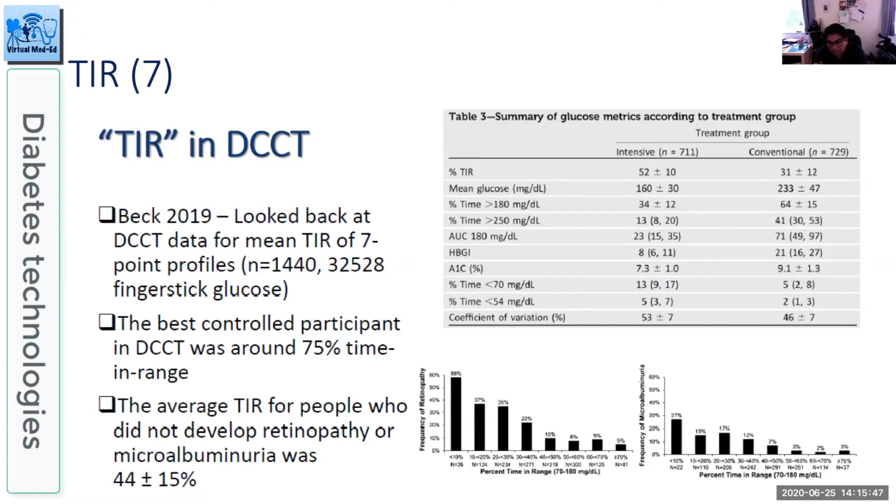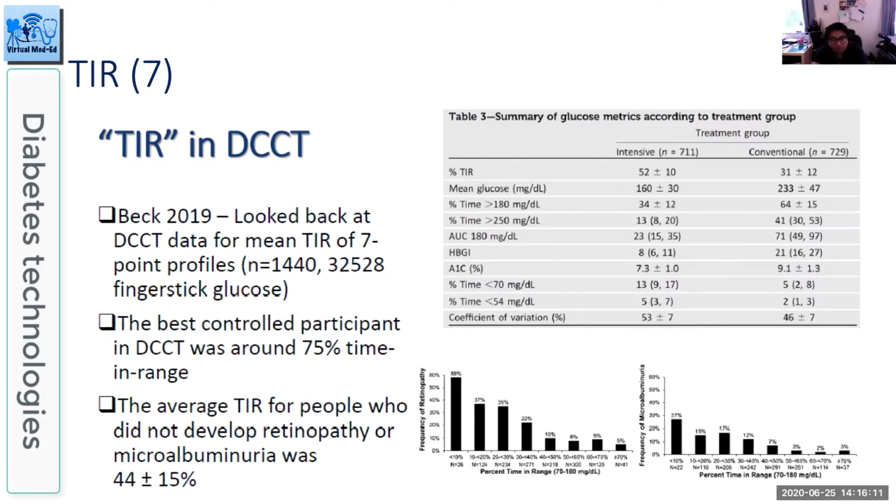Some surrogate evidence to show that the longer we stay within range, and in this case it's around 44 to 50%, with a standard deviation of about 15%. And despite such a low attainment of time in range, you can see that the incidence of retinopathy is much lower in those patients, and microalbuminuria as well.